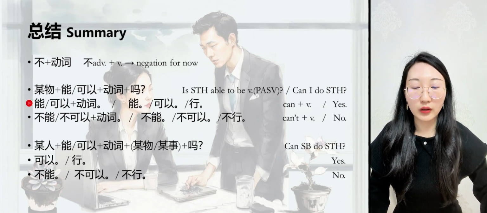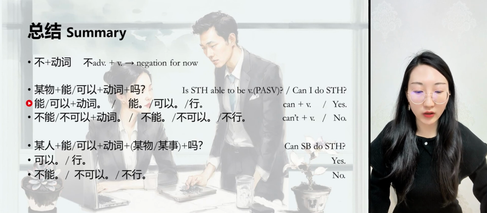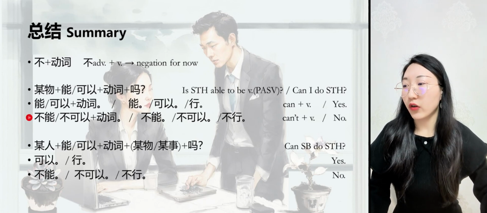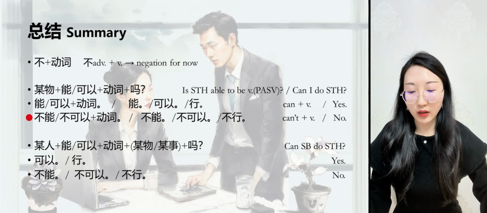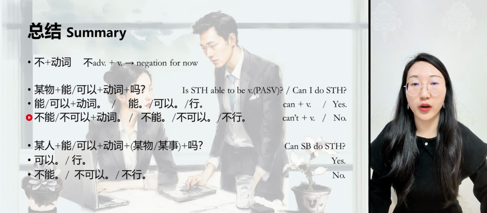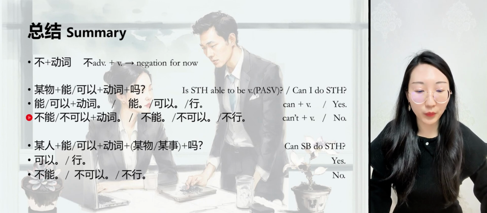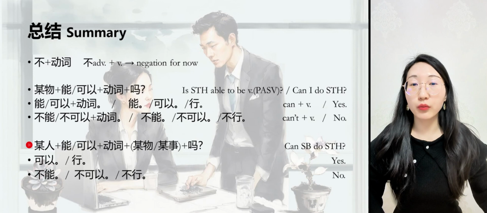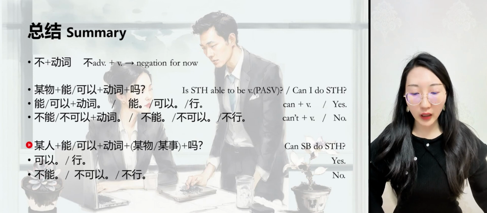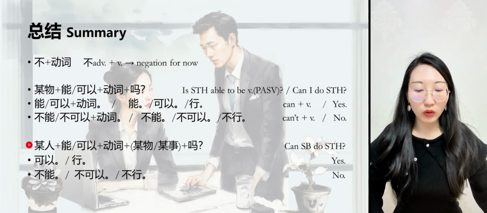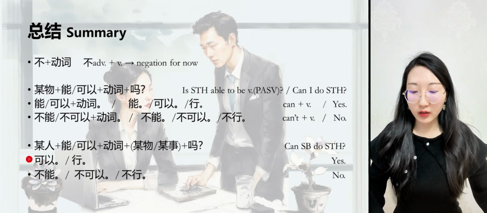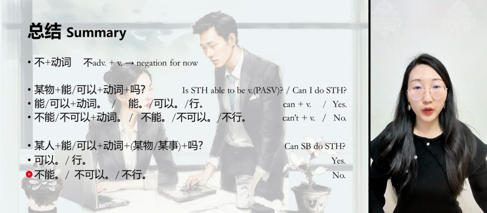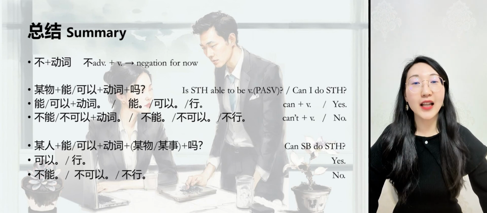Or you can just shorten it to 能可以行 yes, can. As for negative answer, it's 不能不可以加动词 can't plus verb. Or you can just shorten it to 不能、不可以、不行。Next structure is also to make a request. 某人能、可以、动词某物、某事吗 Can somebody do something? And as for positive answer, 可以、行 yes. Negative answer, 不能、不可以、不行。And that's all for today.